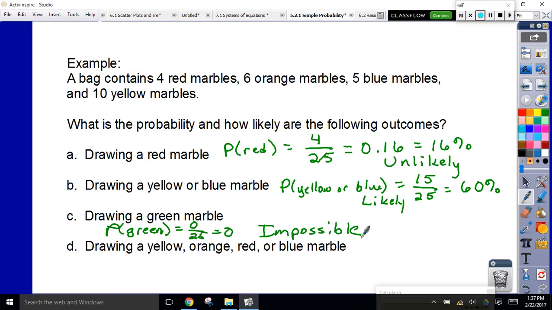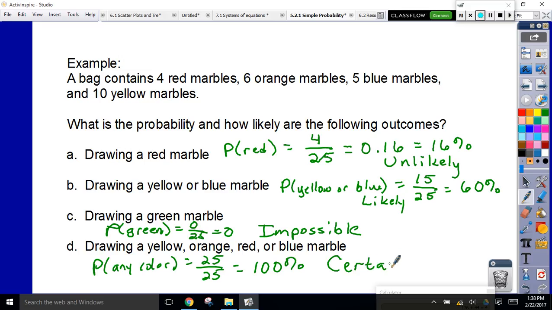Okay, letter D says drawing a yellow, orange, red, or blue marble. How many of the marbles are one of these colors? If we add up all the yellow, orange, red, and blues, what do we get? 25. So the probability of drawing any color is 25 out of 25, which is what percent? 100%. It equals 1, so it's 100%. So the probability of that happening is certain. If we draw a marble, it is going to be one of those colors.